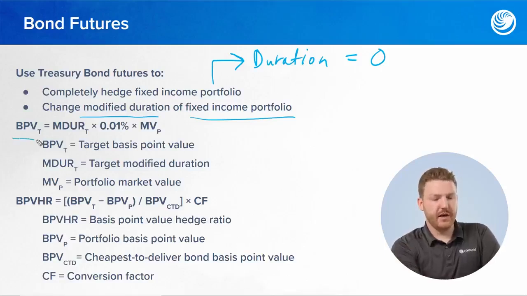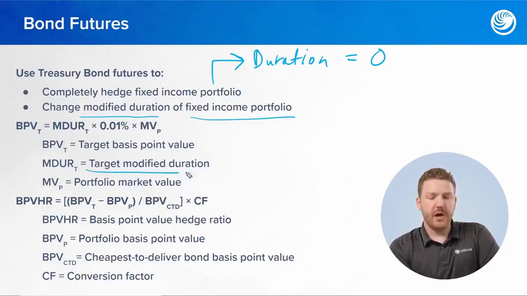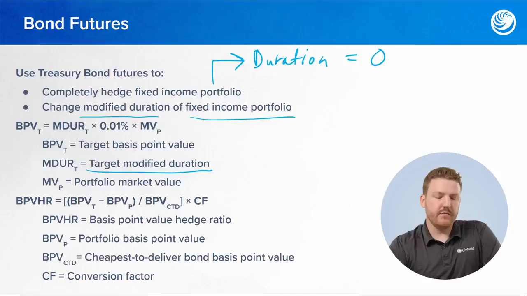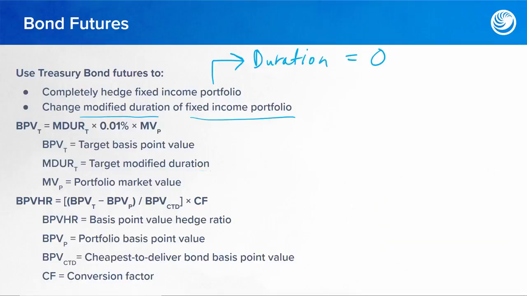So the basis point value of the target, which is the basis point value we want of our future portfolio, is going to be equal to the target modified duration. So this is the duration that we want our portfolio to have after we've bought or sold these futures, times 0.01%. If you know anything about basis points, that is essentially one single basis point, and then multiplied by the market value of our portfolio.